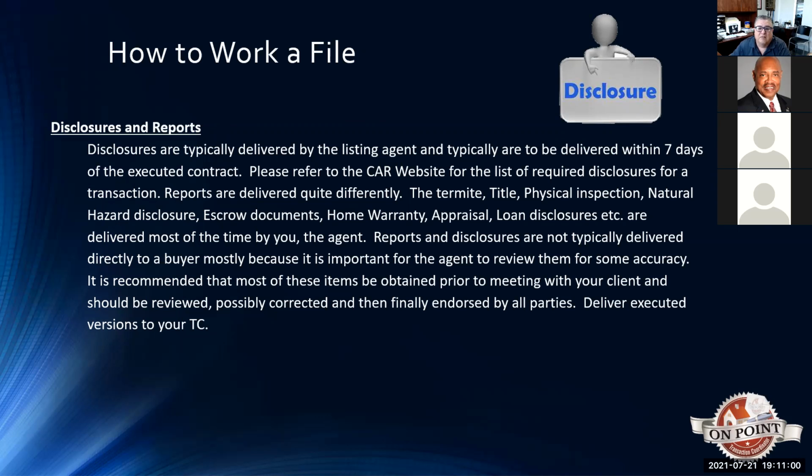Reports and disclosures are not typically delivered directly to a buyer, mostly because it is important for the agent to review them for some accuracy, okay? And sometimes completeness, okay? It is recommended that most of these items be obtained prior to meeting with your client and should be reviewed, possibly corrected, and then finally endorsed by all parties. Deliver executed versions to your TC. And that's mainly because TCs can't do anything with non-executed stuff. Okay, if it's not executed, TC can't use it, right? It's always important to only deliver executed items, okay?